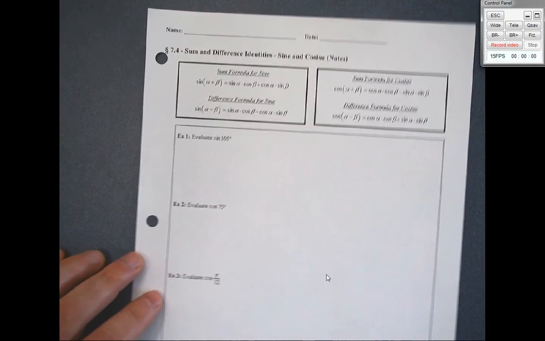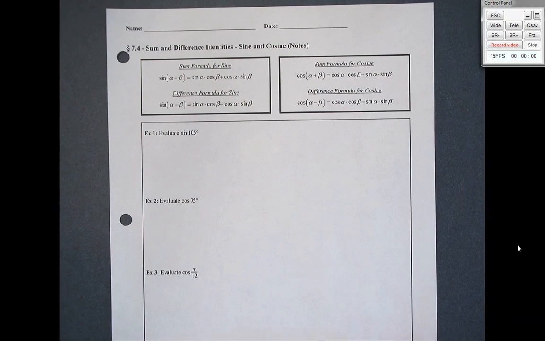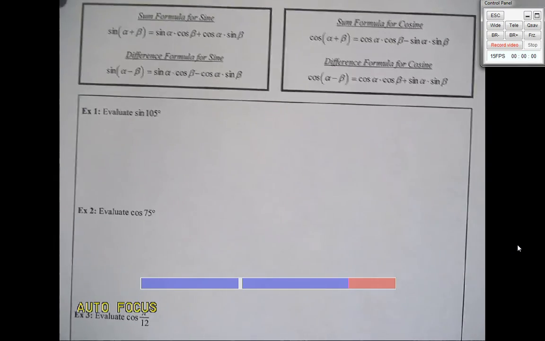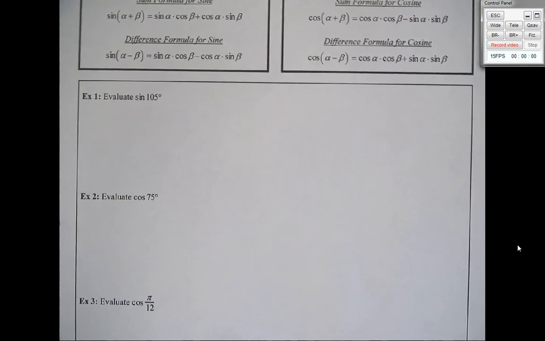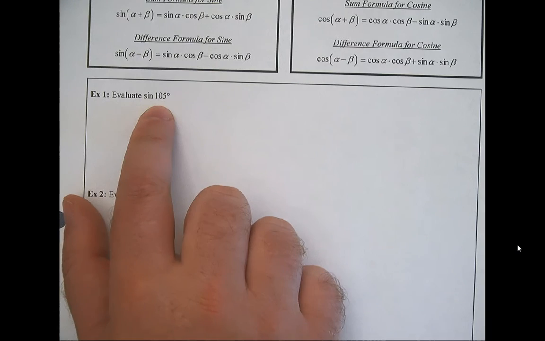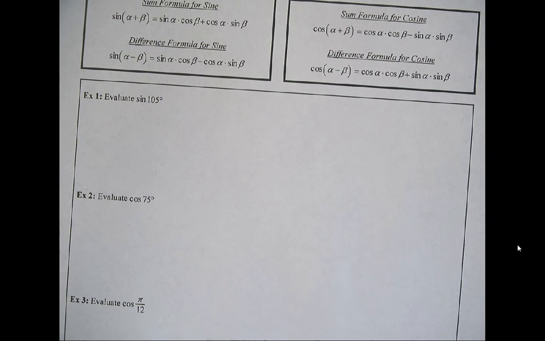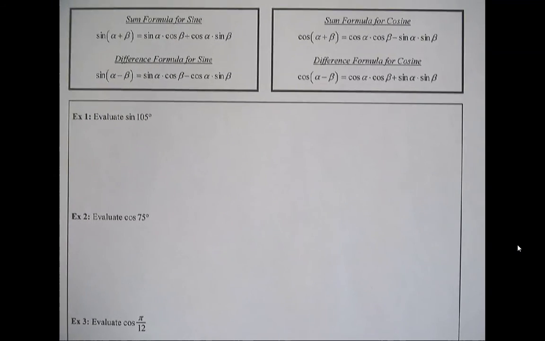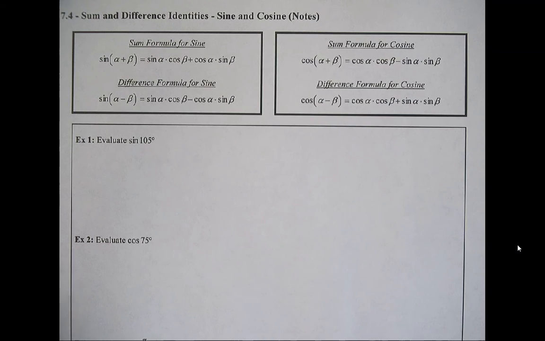Hey folks, today's topic: sum and difference identities for sine and cosine. So here's the deal. We know all the multiples of 30, 45, and 60. We can deal with those. Well, what happens when it's not a multiple of those, like 105? 105 is not a multiple of 30 or 45 or 60. So the sum and difference identities allow us to attack even more of the unit circle.